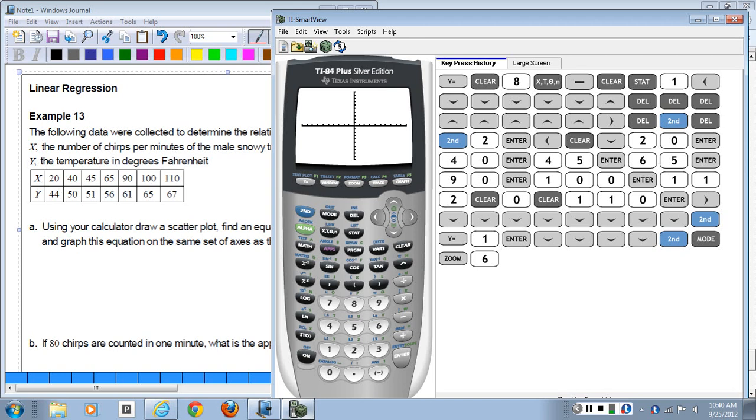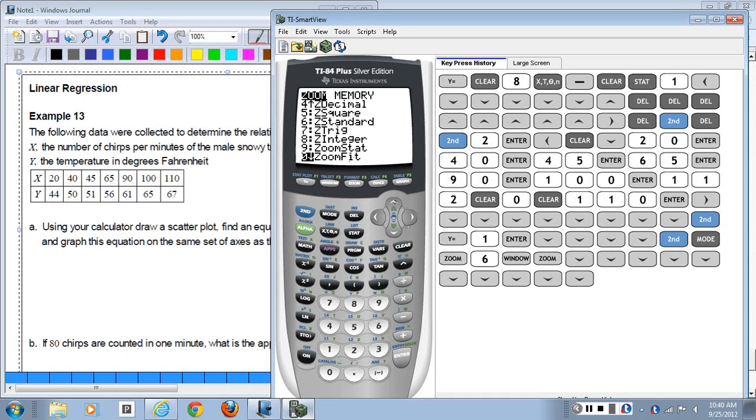Two options at this point. Option number one, we could press Window and manually pick the x max to be a number that's greater than 110 and pick the y max to be a number that's greater than 67. That's one option. Since we have the stat plot turned on, the calculator will do this automatically if we press Zoom 9. Zoom, and 9 is right there. Zoom stat. The calculator goes to the stat plot, and it automatically will set the x-min and the x-max so that all the points on that particular stat plot will fit on the screen.